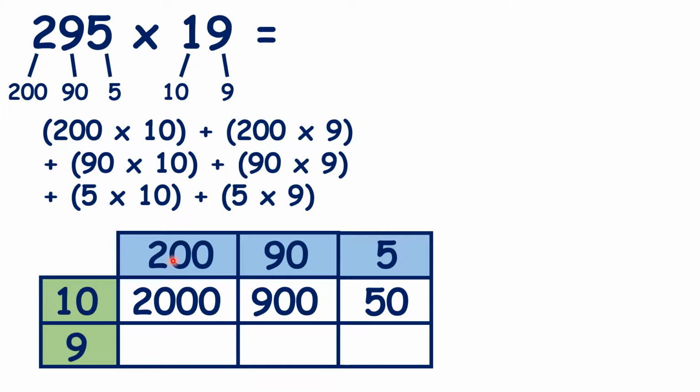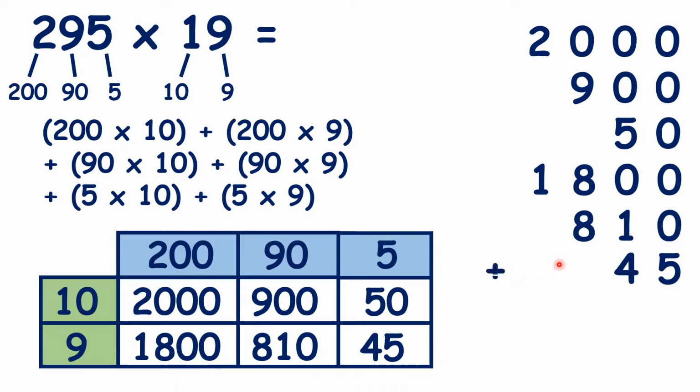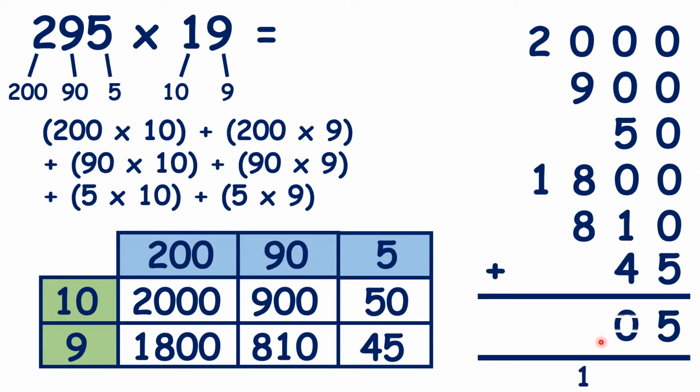Now 200 times 9 is 1800. 90 times 9 is 810. 5 times 9 is 45. Now we add up all of our answer boxes, and that gives us our answer, 5605.